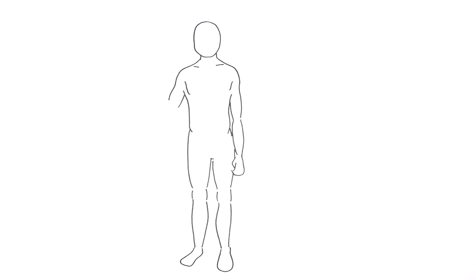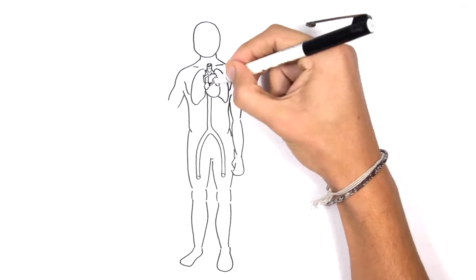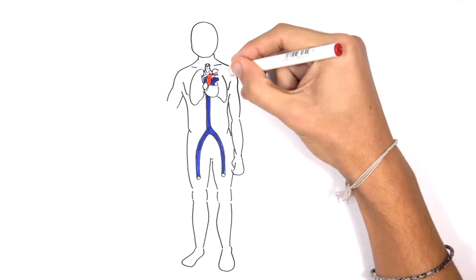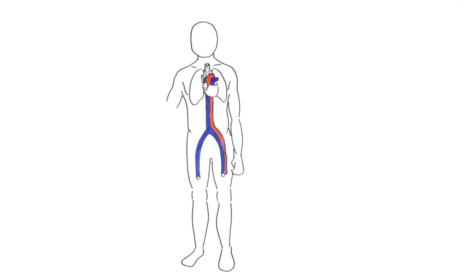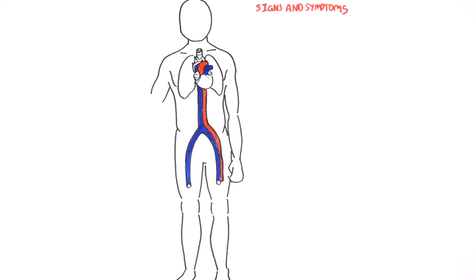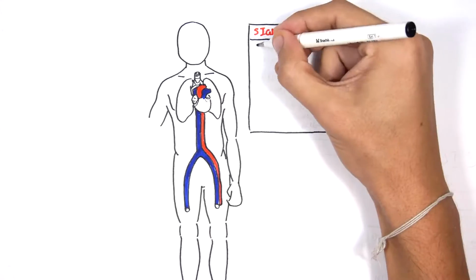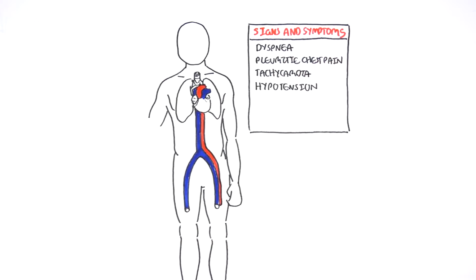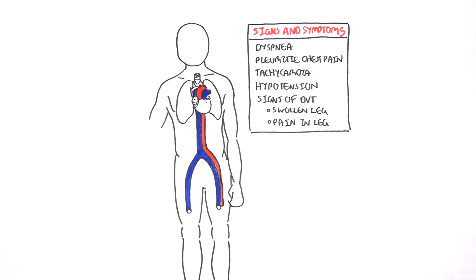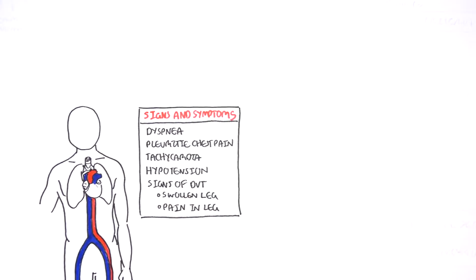So here I'm drawing a person who has pulmonary embolism. I'm drawing the heart, the lungs, the inferior vena cava, and the descending aorta. The signs and symptoms of pulmonary embolism include dyspnea, pleuritic chest pains, tachycardia, hypotension, and signs of deep vein thrombosis, which includes a swollen leg and pain in the lower legs. And deep vein thrombosis is very important because it's one of the causes of pulmonary embolism. About 90 or 95% of pulmonary emboli are a result of a thrombosis that occurs in the deep veins.